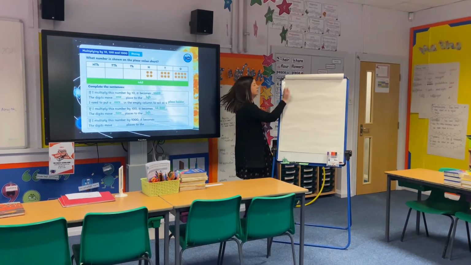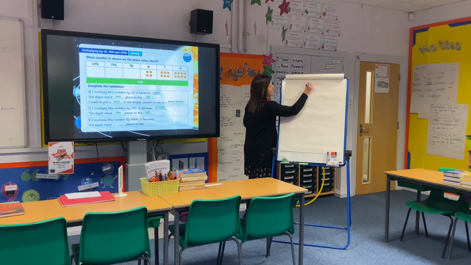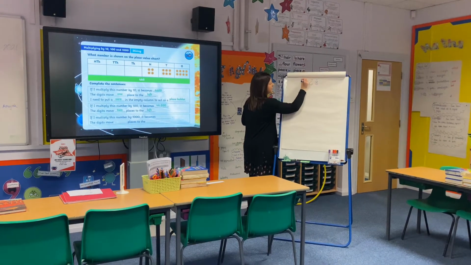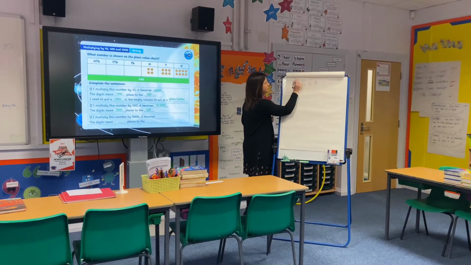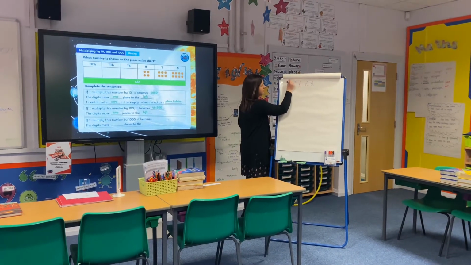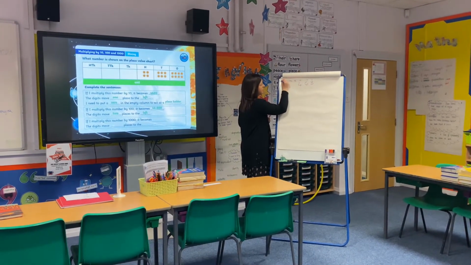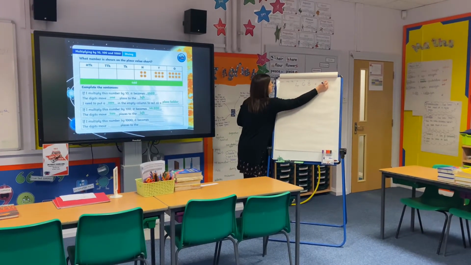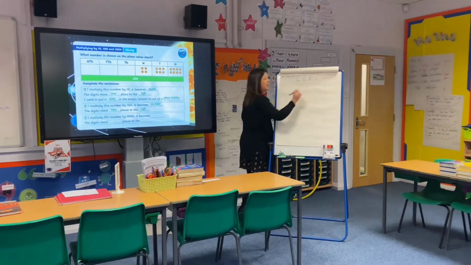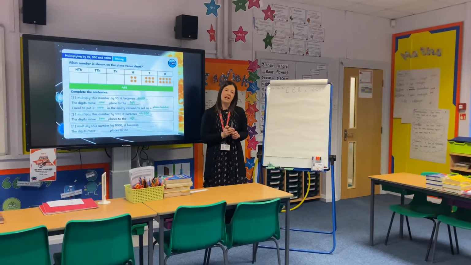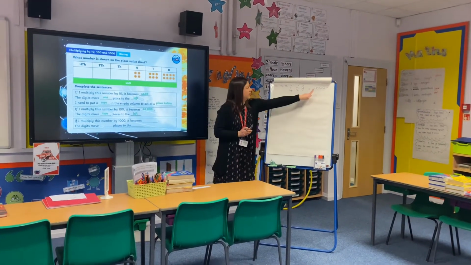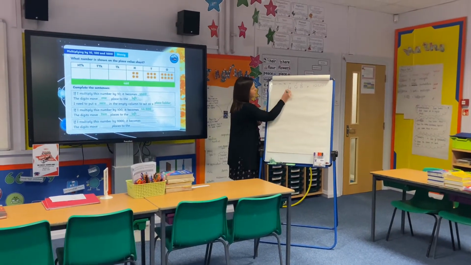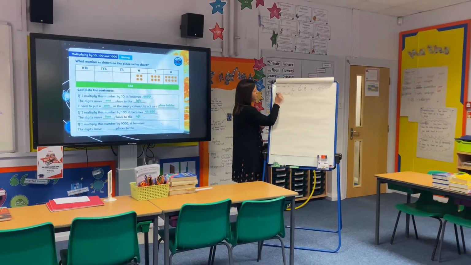So let's write my number down again. I've got 468. I'm going to label my columns again. So I've got ones, tens, hundreds, thousands, 10,000s and 100,000s. And we're timesing by 1,000. How many times do I have to move to the left this time? Well, if we look, I have to move it 3 times. So 1, 2, 3.